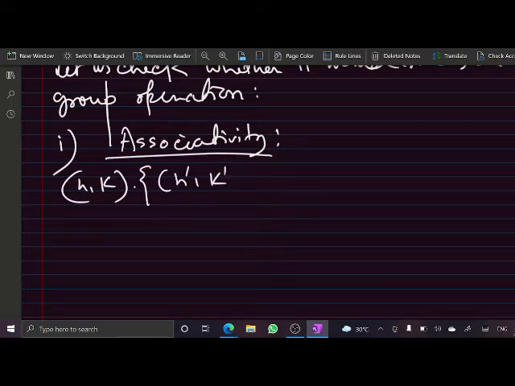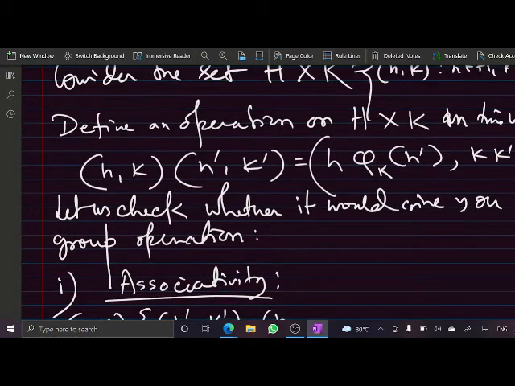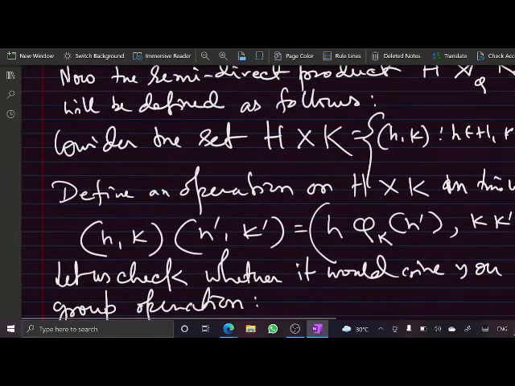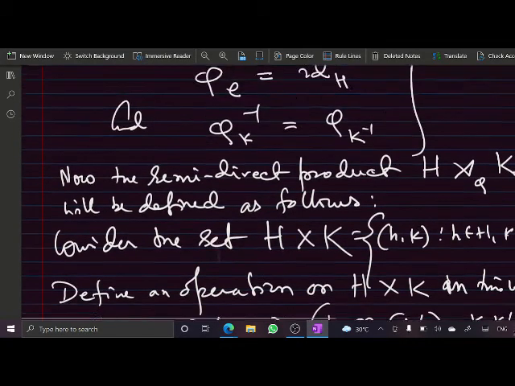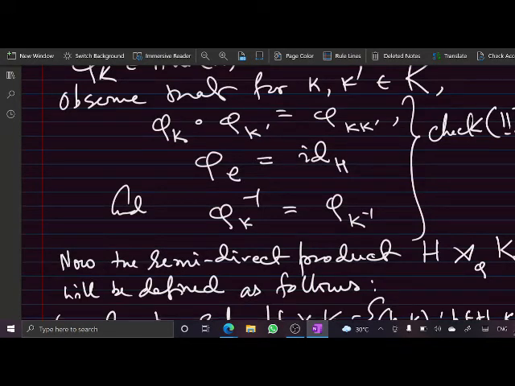Whenever you are talking about direct product, that would be a particular case, where for each k it will give you the identity automorphism. But I am looking for the general situation, just take any phi.